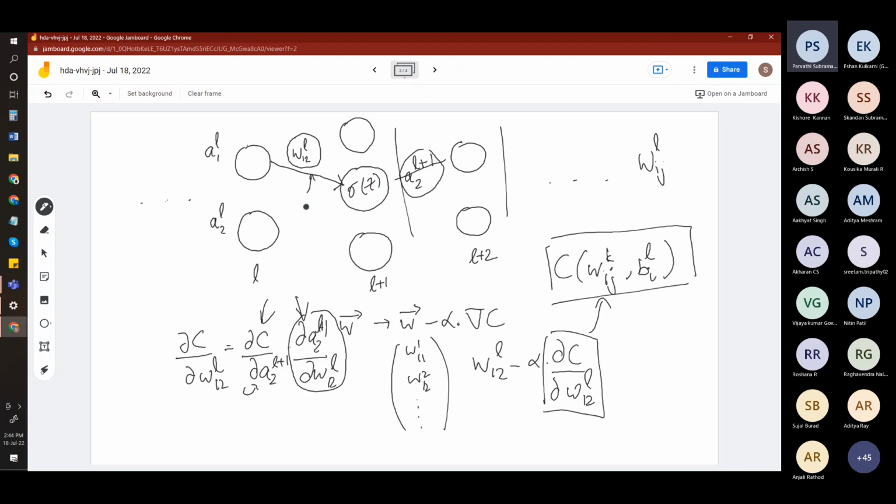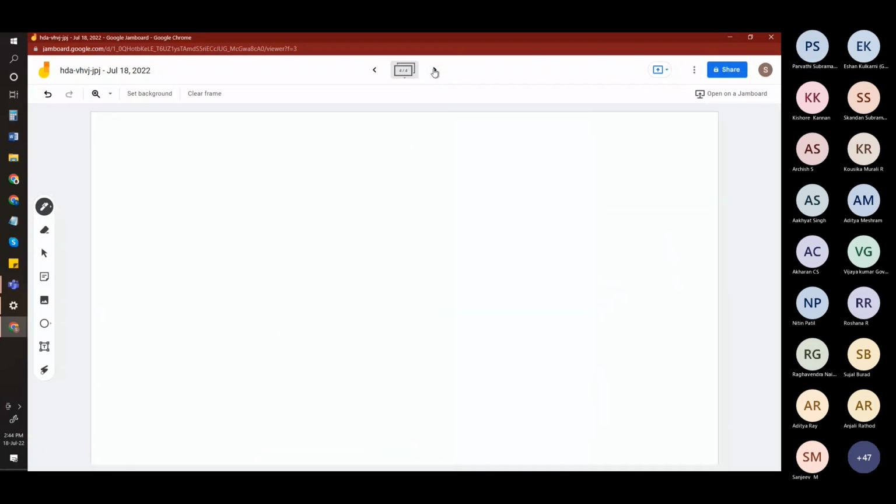So we know that sigma of Z^(L+1) is what gives us A^(L+1). And we also know how W is related to Z, because Z is simply A1 times W1 plus A2 times W2. So that relation we can get. So now let's split this derivative once more.